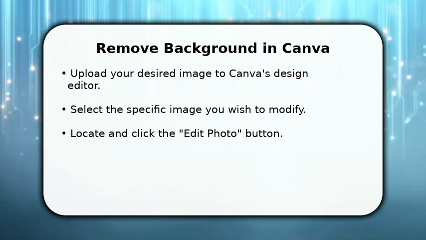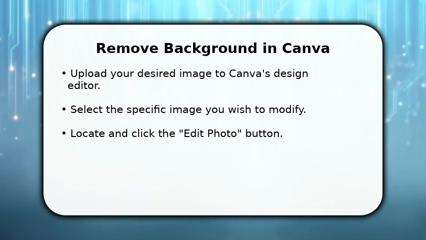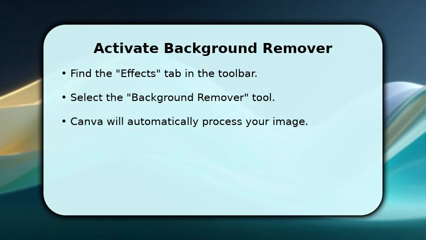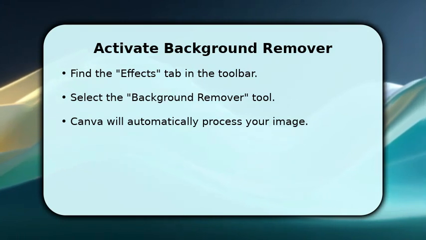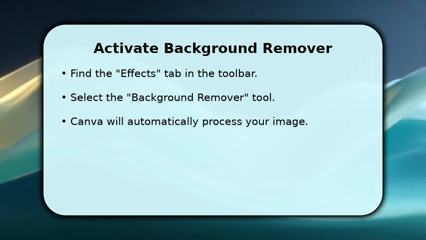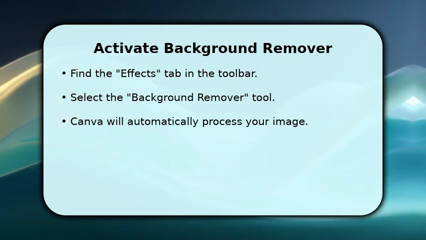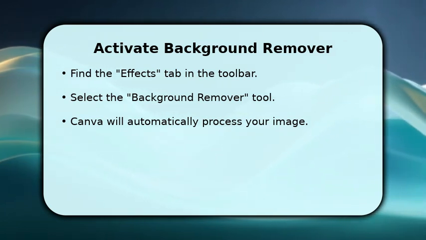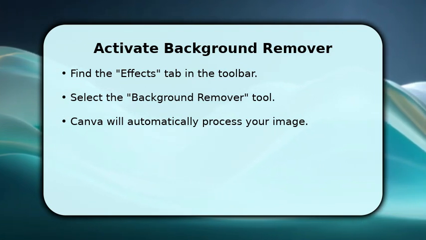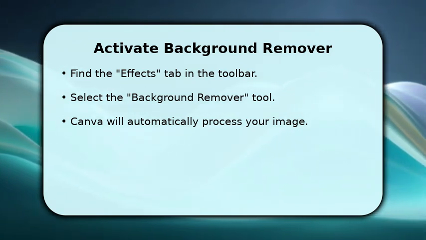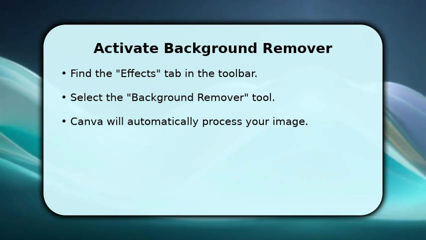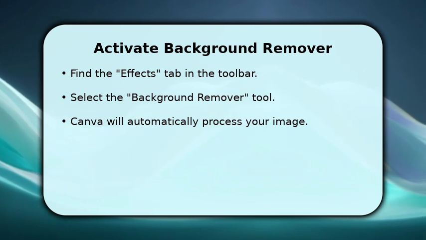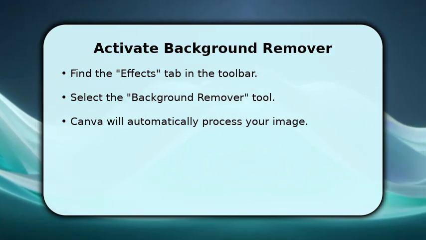This action will bring up a set of editing options at the top or side of your screen, preparing you for the next step. Now that your image is selected, look for the Effects tab in the toolbar at the top of your screen. Within the Effects panel, you will find the powerful Background Remover tool. Simply click on it, and Canva's artificial intelligence will instantly begin analyzing your image. In just a few seconds, it will automatically detect and remove the background, leaving your main subject perfectly isolated and ready for further adjustments.